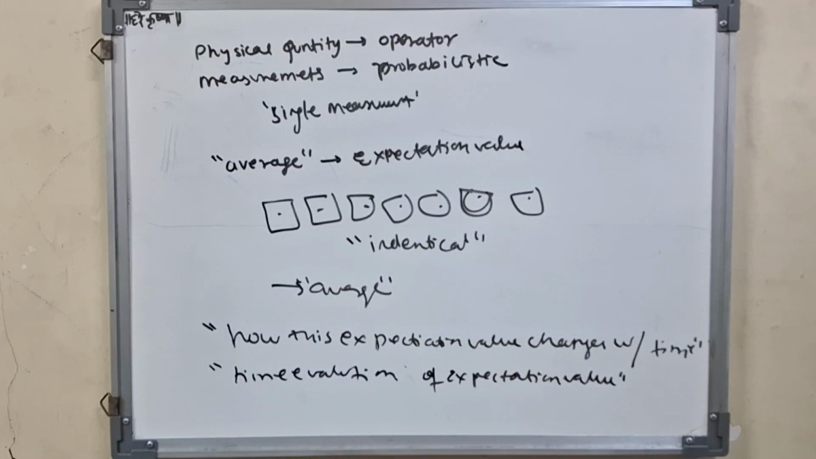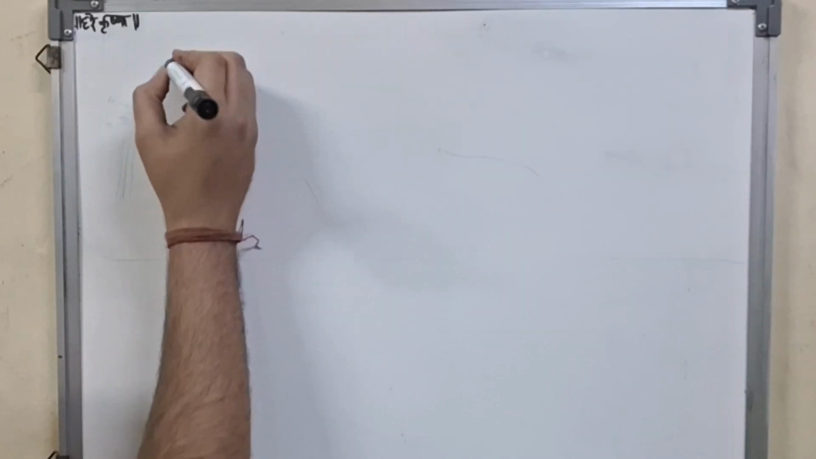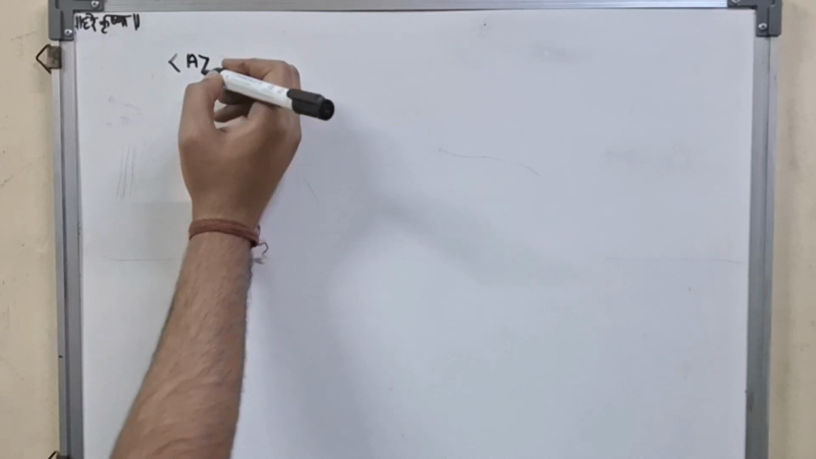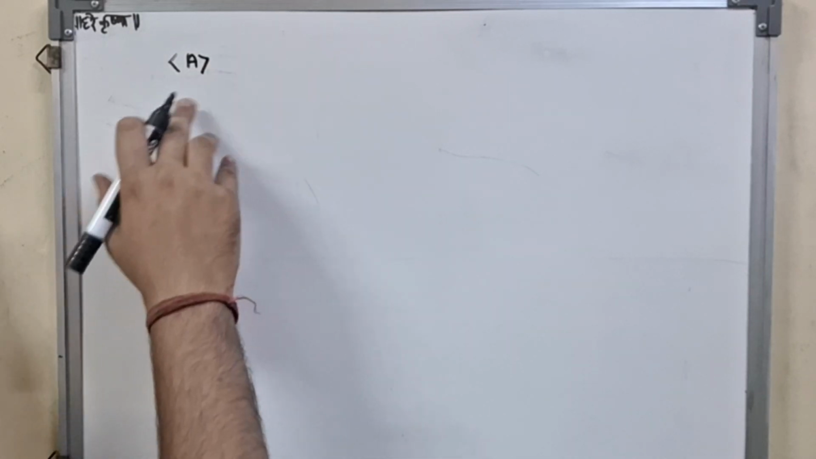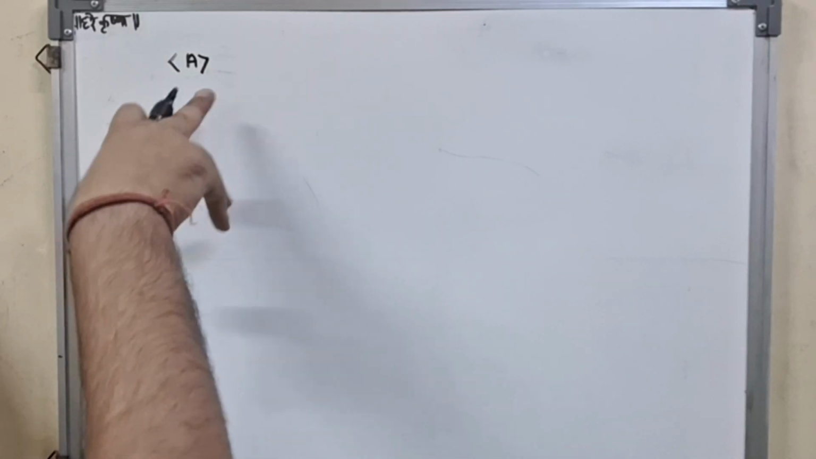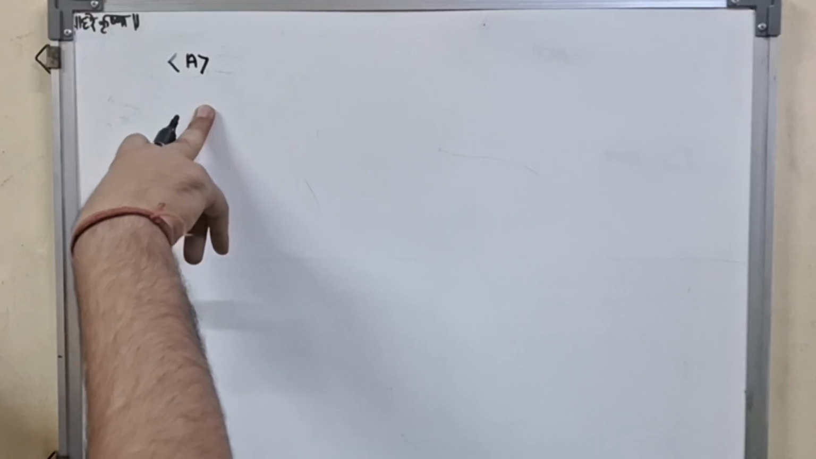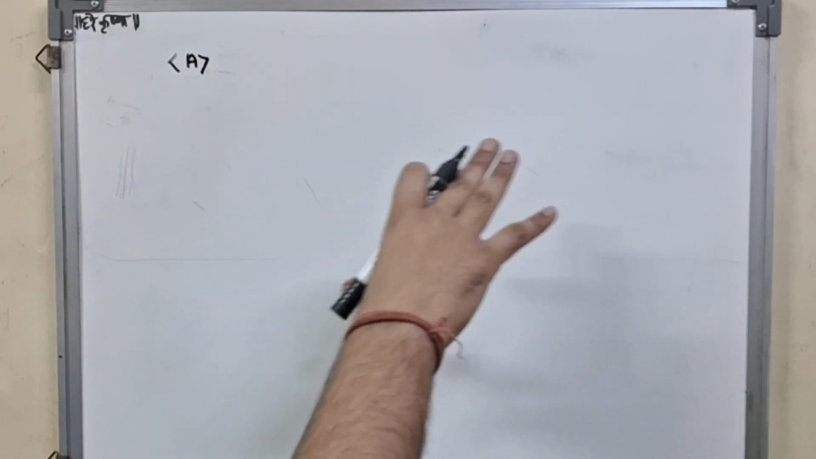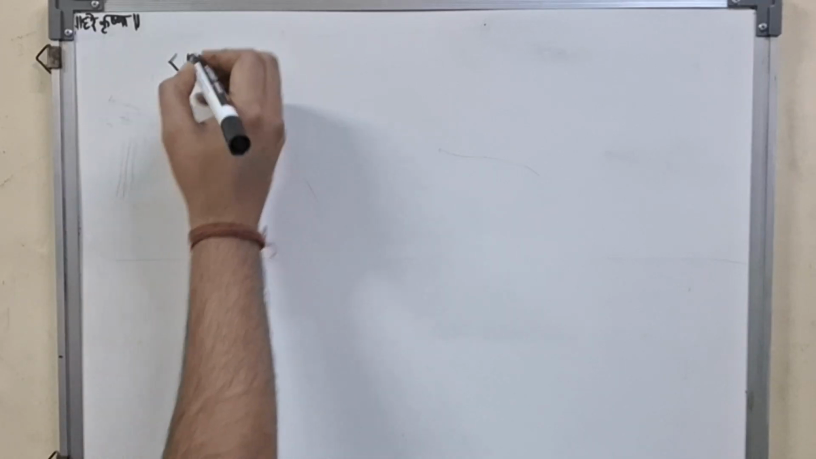Now that we know why we need Ehrenfest theorem, with this basic idea, we can start with the derivation. Expectation value is referred to as A, right? This is the average value of a physical observable, and it is measured over many identical experiments. Okay, so this is what I said.